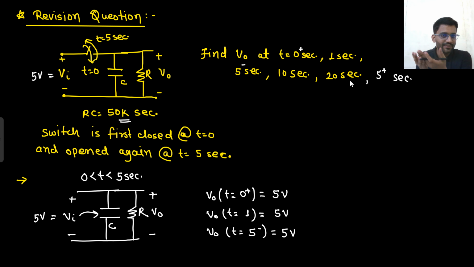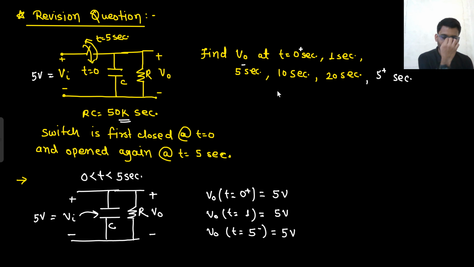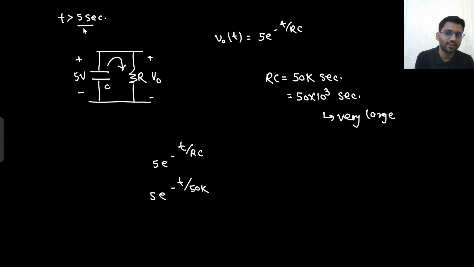That means a gap of 5 second, 10 second, 15 second. This much of gap only. So in 15 second, how much voltage will be discharged? Nearly zero only, right? What do I mean to say? Our capacitor will discharge as 5 into e to the power minus t by RC, where RC is 50 kilo. Now I am asking what will be the output voltage at 10 second. At 10 second, that means from 5 to 10 second, because the switch was opened at 5 second only. So you had a window of 5 second only.